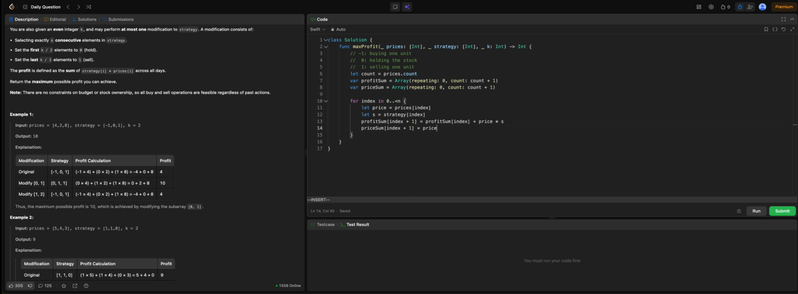What I want to do is price sum of index plus price. So what I'm doing here is I am just multiplying the strategy with the price to measure what is the possibility that we could find in here. Let's consider the price sum. So we are manipulating the data in here.